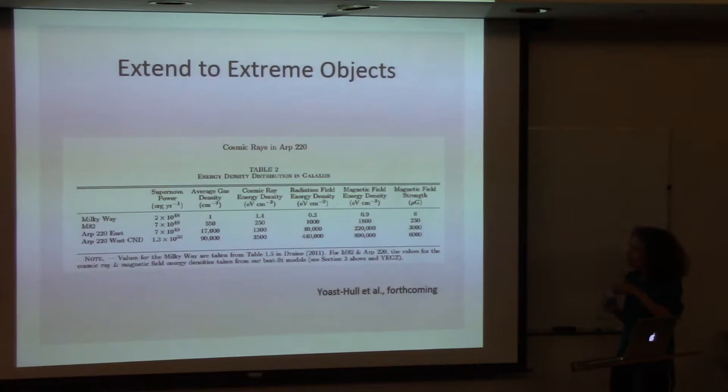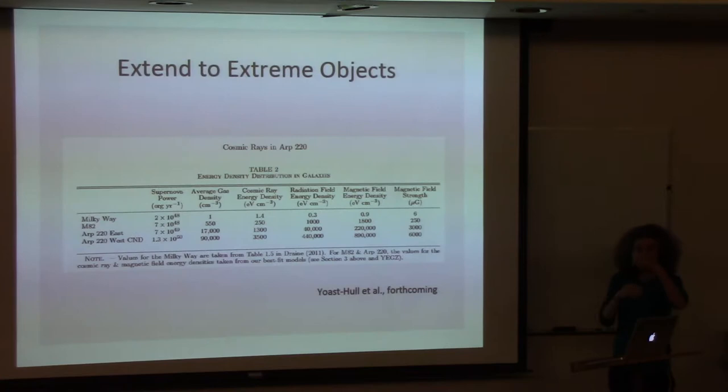We tried to see how well things would work for more extreme objects, and we decided to look at ARP 220, which actually has not had a gamma ray detection, but it does have a non-thermal radio continuum. And in a paper that we just submitted, we put together this table. So Milky Way, NGC 253, the east and west nuclei of ARP 220. So this is a galaxy that seems to be merging.